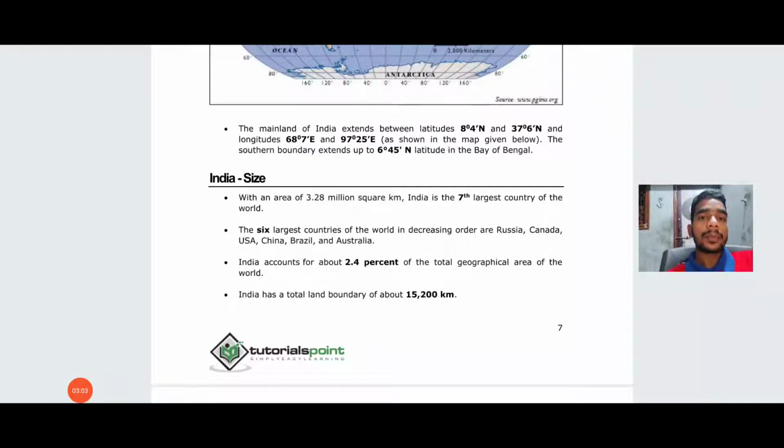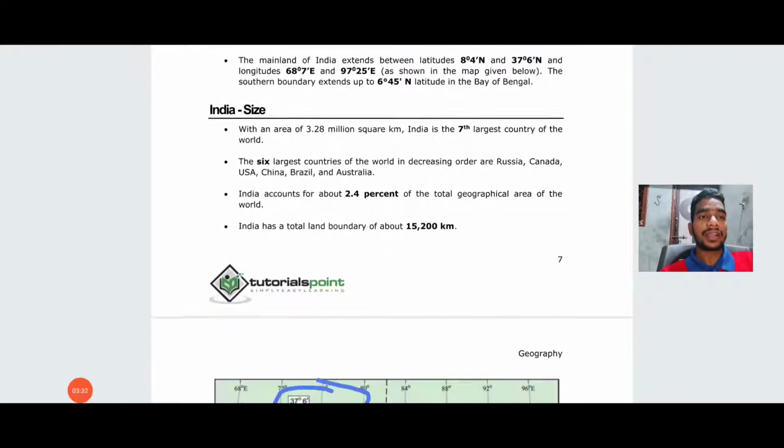If we talk about the size, it has an area of 3.28 million square kilometers, and it is the 7th largest country of the world. In decreasing order, the larger countries are Russia, Canada, USA, China, Brazil, and Australia. India accounts for about 2.4% of the total geographical area of the world. Similarly, it has a total land boundary of 15,200 km.